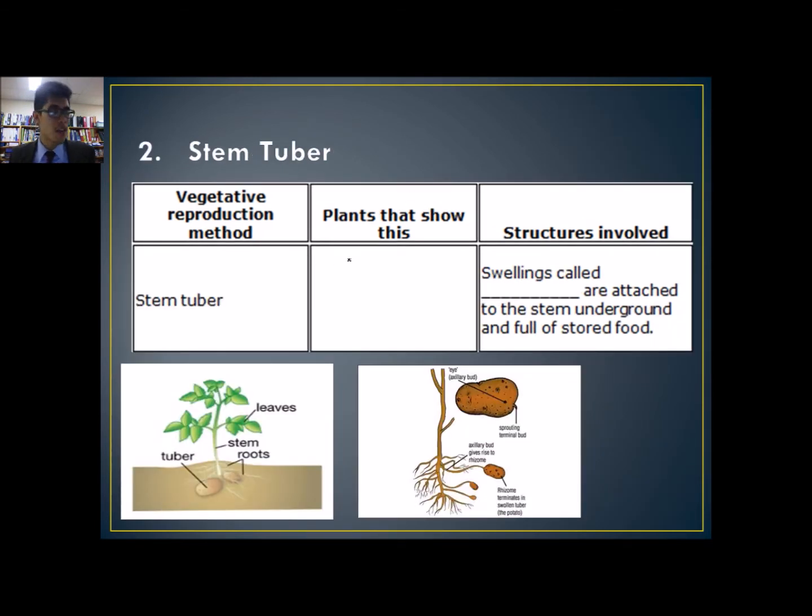The next one is a stem tuber, and the plants that show this are potatoes and also yams. Now swellings called tubers are attached to the stem underground and full of stored food. So here's this tuber over here, and it's full of food, and this reproduces, and you can see there's another one over here from the parent up here. So these are genetically identical.